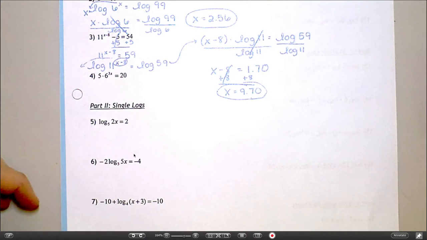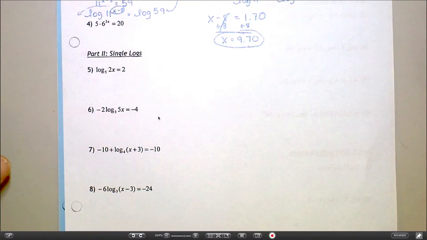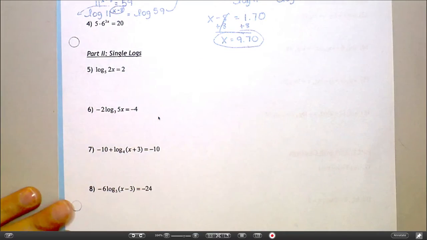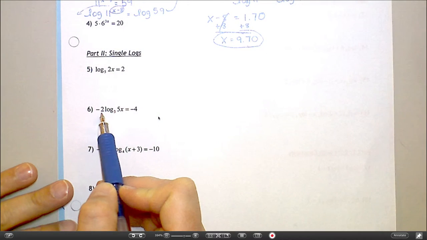Pick one from section 2 you want to see. 6. Number 6? Okay. So with these ones, when it's just a log equal to a number, usually I try to rearrange them to exponential form first. But before you can do that, you want it to just be a log by itself. So if there's any other numbers there, you got to get rid of them. So how can I get rid of that negative 2?